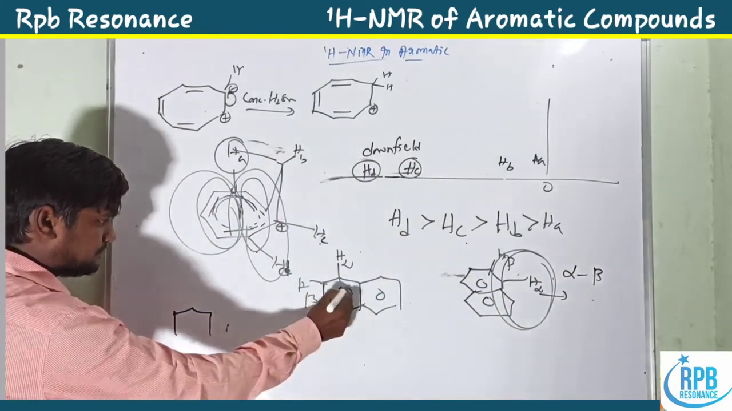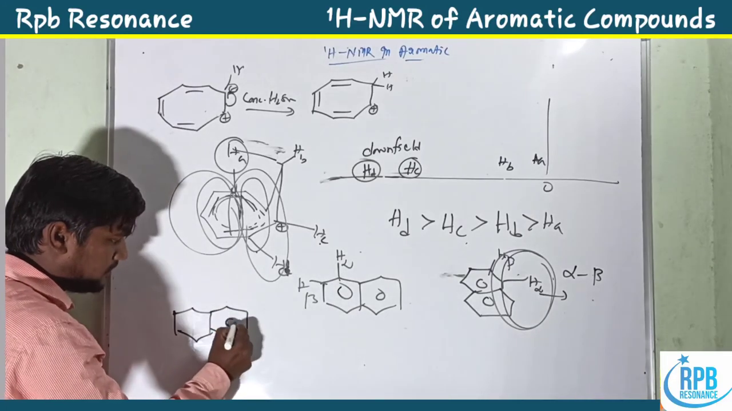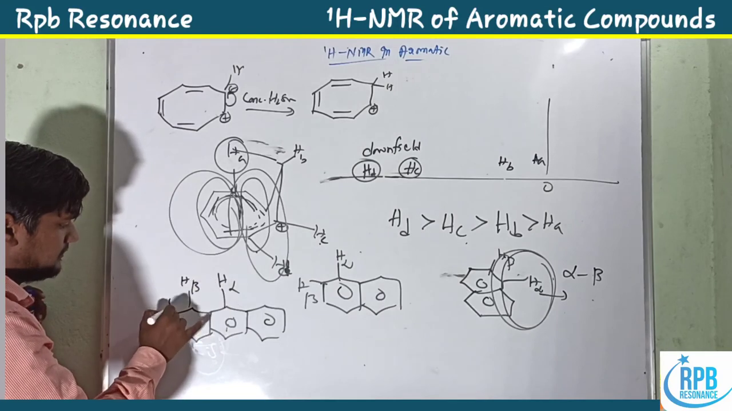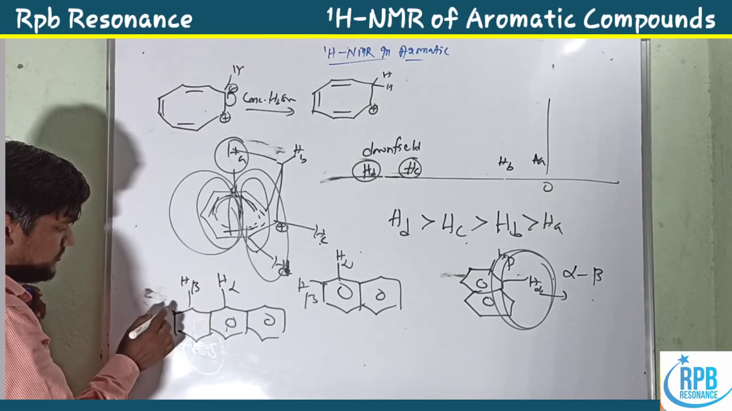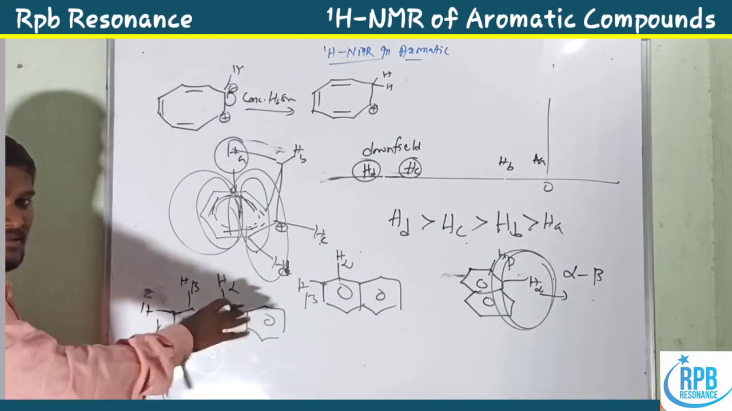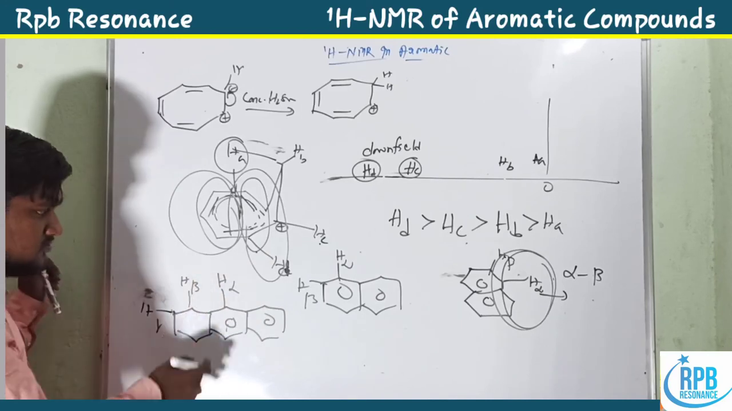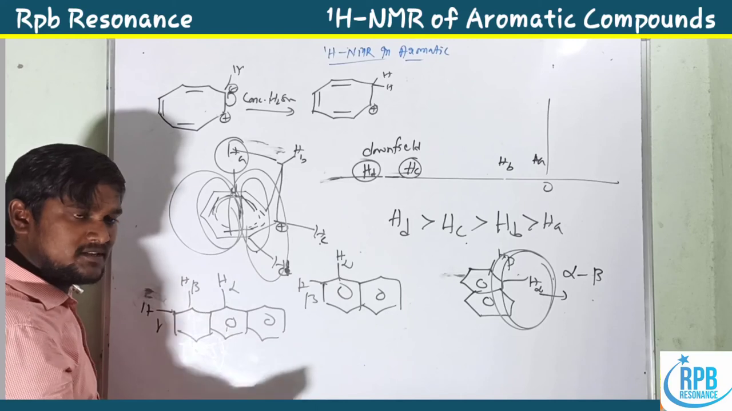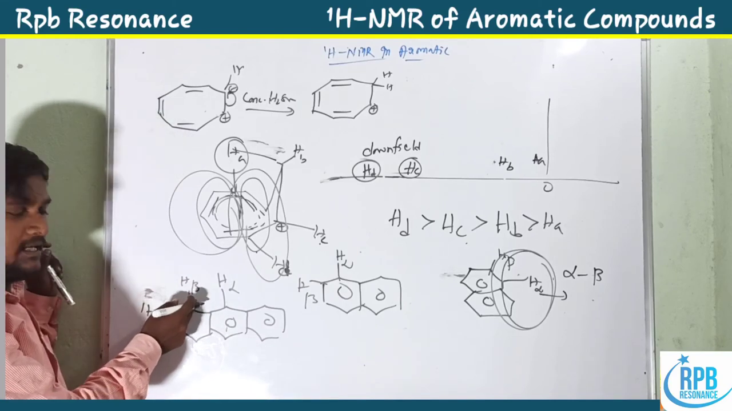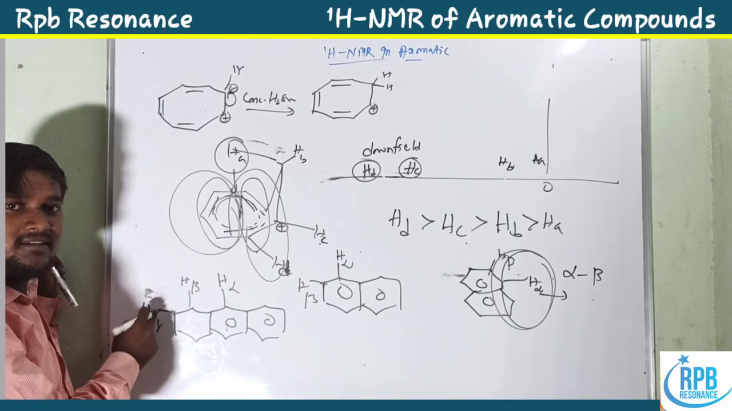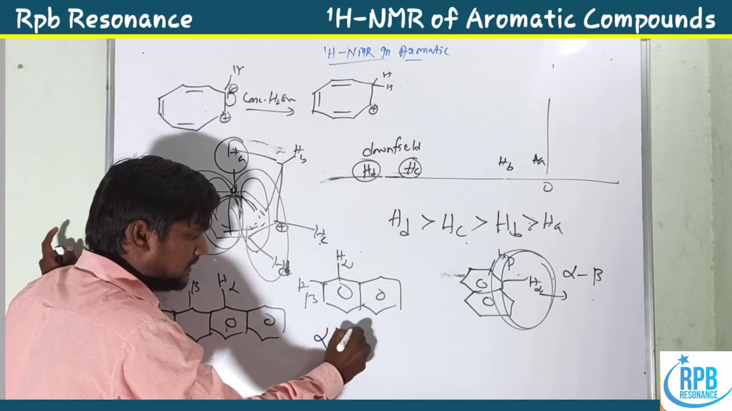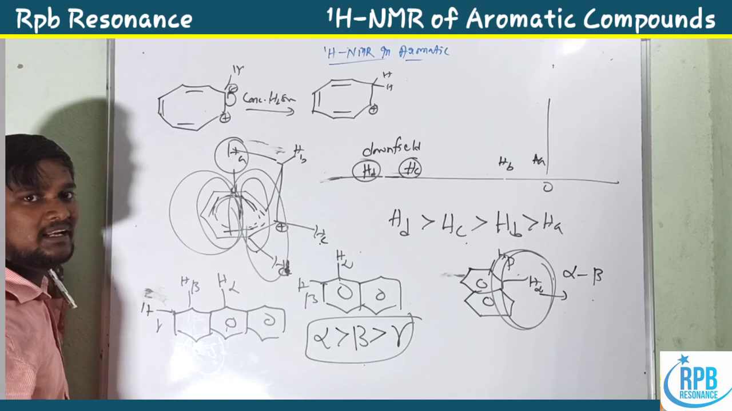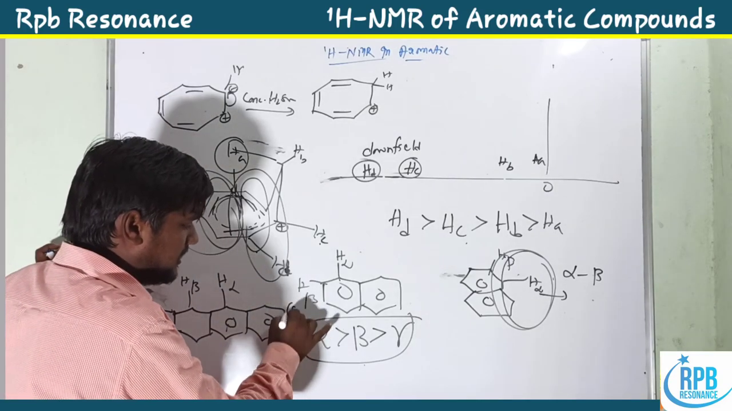Now in the case of anthracene molecules, here also there are H alpha, H beta, H gamma. Similarly, it is oriented like this. That's why alpha is in the exact para region, so it has a higher chemical shift value compared to beta. Then beta and gamma: gamma has a very low value. So here also alpha is greater than beta, and beta is greater than gamma. So this is the range of chemical shift values.